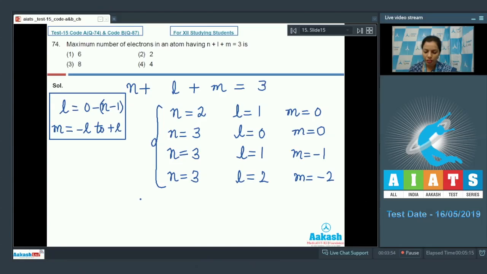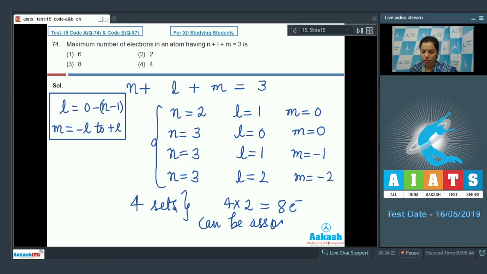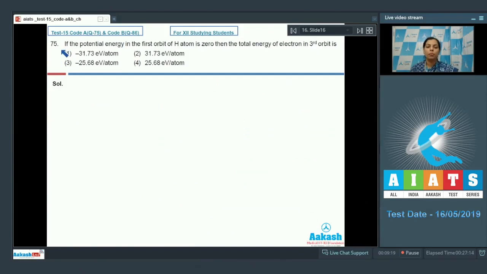It means if 4 sets of quantum numbers are there, then definitely if each of these sets is followed by 2 electrons, then the total number of electrons associated with this would be 8 electrons. And on that basis, definitely option 3 becomes the correct answer for this question. After this, now here's question number 75.